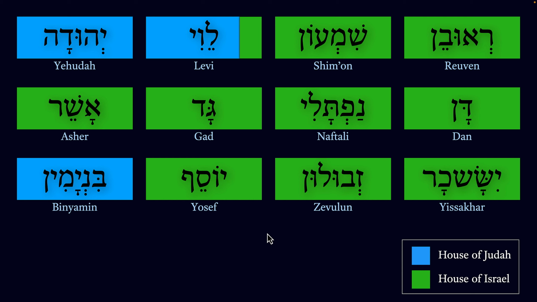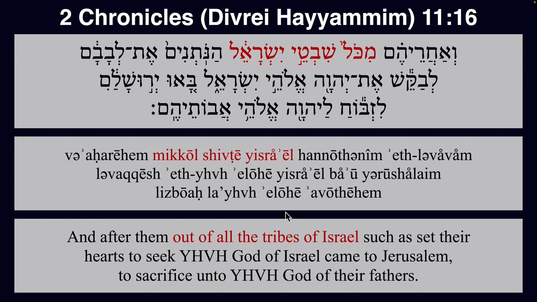So this is another picture that many people do have. Judah and Benjamin and Levi, that constitutes the house of Judah. But remember, some Levites were in the house of Israel as well. Okay, never forget that. Now there is additional nuance in that in 2 Chronicles chapter 11 verse 16 we read that ve'acharechem mikol shivtei Yisrael hanothnim et levavam levakesh et Adonai Elohei Yisrael.